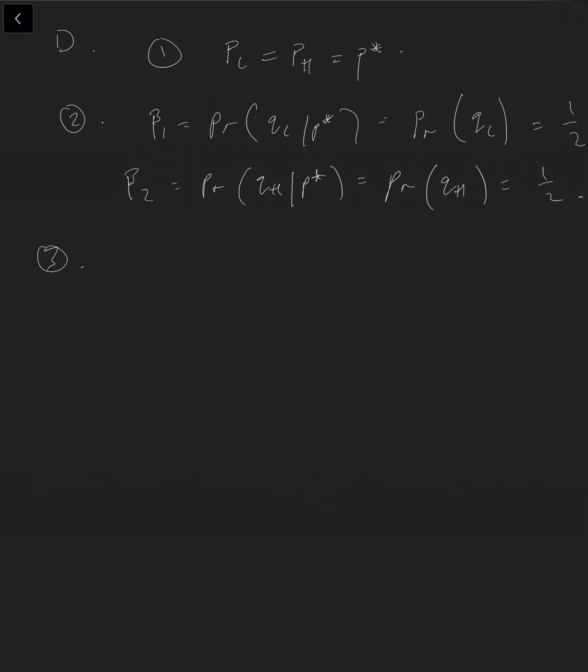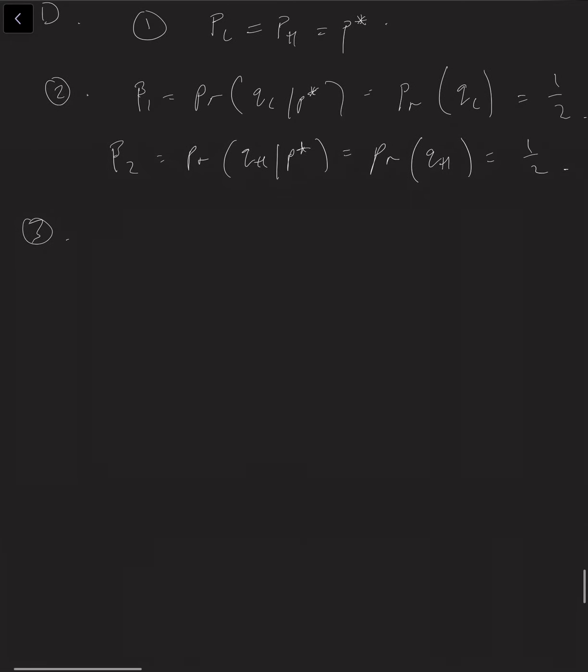So third, we identify the informed player's best response to these beliefs. So we want to identify, given these beliefs that we've ascribed to the customer, what is their optimal strategy. Okay, so say some P star is posted.